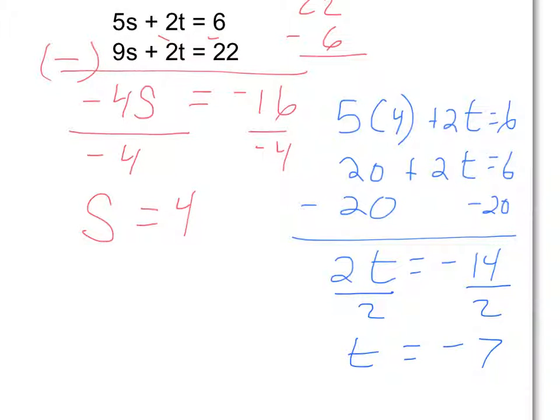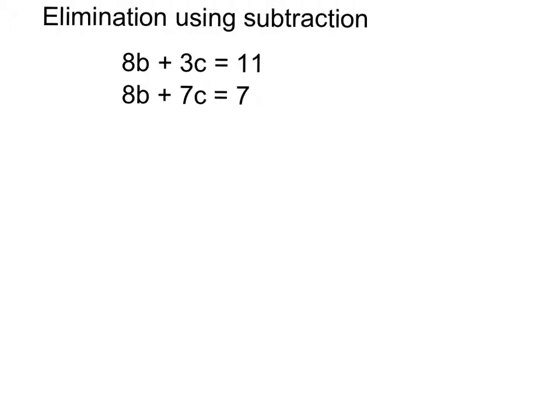Again, you might remember that the ordered pair is alphabetical, so s is before t. So 4, negative 7. And one more. Again, this one, things are lined up. So I want to go ahead and subtract all the way across.